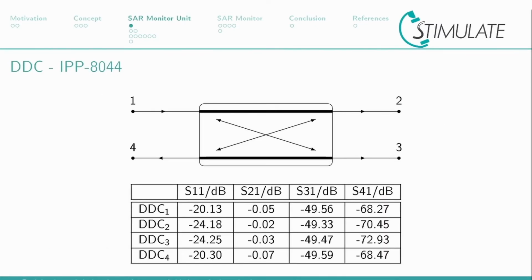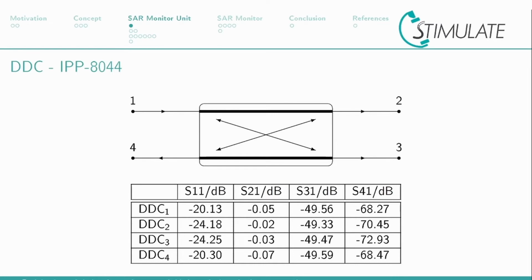A dual directional coupler fulfilling the stated requirements is the IPP8044. Dual directional couplers use electromagnetic coupling between a high power line and a measurement line in order to convert a high power signal into a low power signal. If a high power signal is going from port 1 to port 2, it couples into port 3 and port 4, whereby port 3 is the intended measurement port and port 4 is the non-intended isolated port. When a signal goes from port 2 to port 1, it is the other way around.